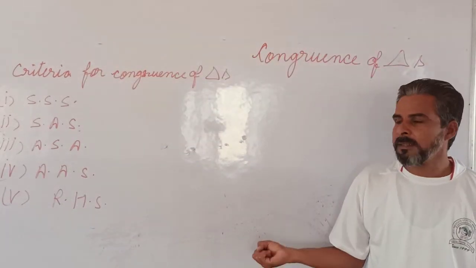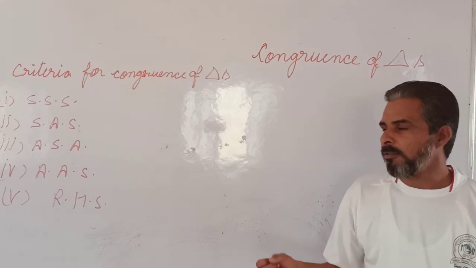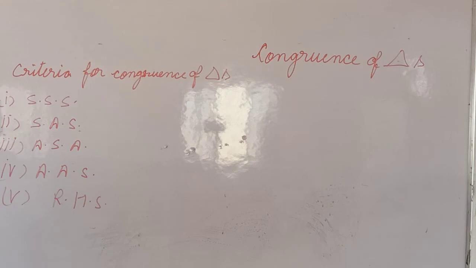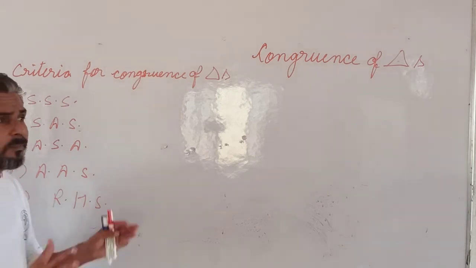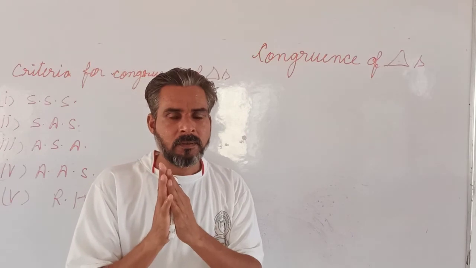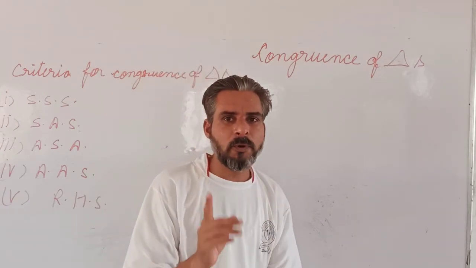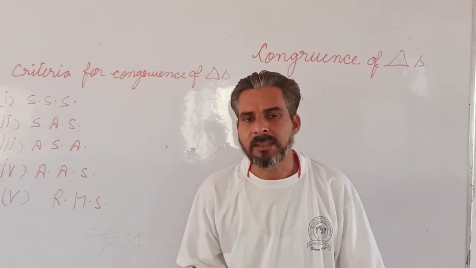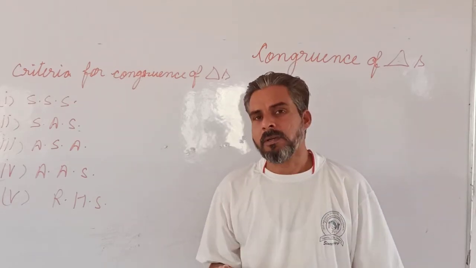So this is the basic information regarding the congruency of the triangles. Congruency, again I am saying, means identical, like twins. There should be no difference. Corresponding angles should be the same, corresponding sides should be equal. Then the triangles are congruent.